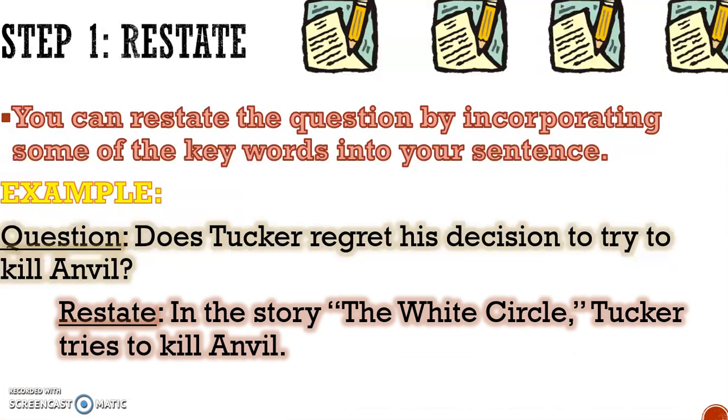In the story, The White Circle, Tucker tries to kill Anvil. I've restated it and introduced the reader to my topic. It's almost like a topic sentence. What is your paragraph going to be about? You want to stay away from saying, my paragraph is going to be about yada yada. You just get right to the point. In the story, The White Circle, Tucker tries to kill Anvil. Step 1 complete. Step 2, I have to answer the question.